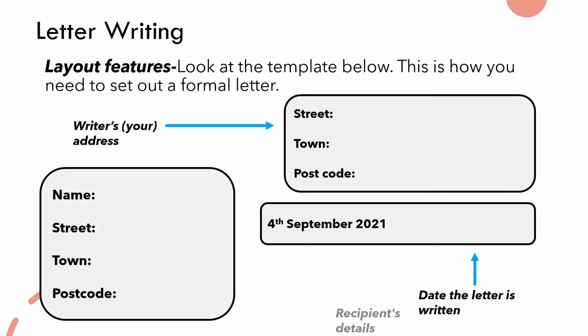After that, we need to have the recipient's details. So when I'm saying the recipient, that means the person that the letter is addressed to. So in terms of our audience, who is it we're actually targeting? Who is it our writing is aimed towards when we come to write our letter?